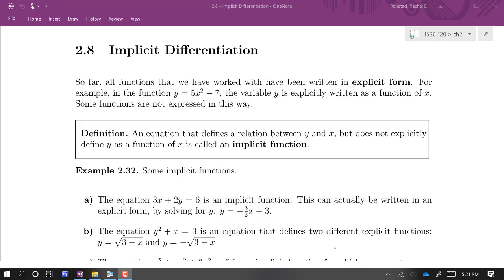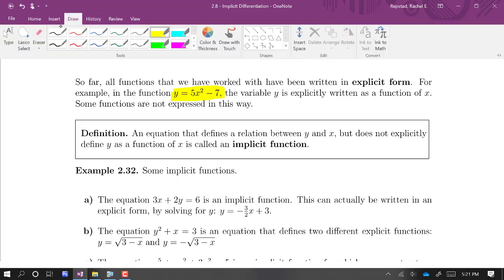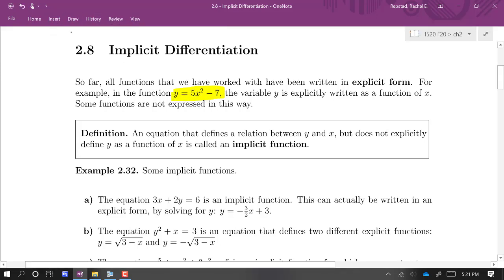So far in this chapter, we've been working with functions and differentiating them, and all of the functions we've worked with have been explicit functions, meaning they are written in a way so that y is by itself on one side, and it's set up so that if you just plug in your input, it spits out the output, kind of what we normally think of as a function. So when it's written in a form like that, for example, this function here, 5x squared minus 7, because y is by itself and x is the only variable on the other side, we say that y is written explicitly as a function of x.